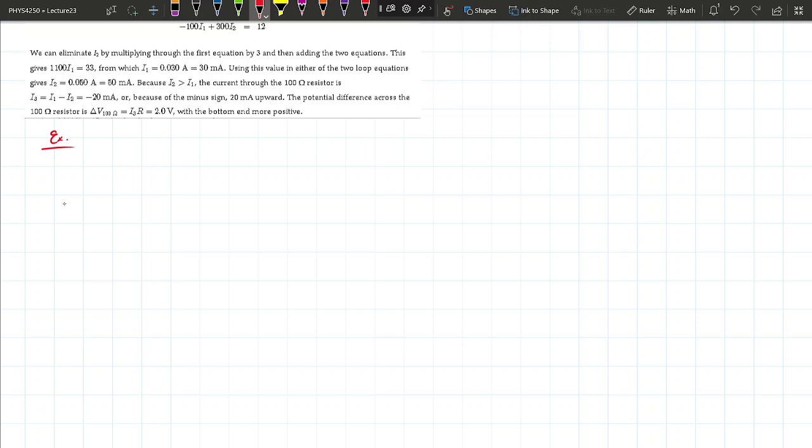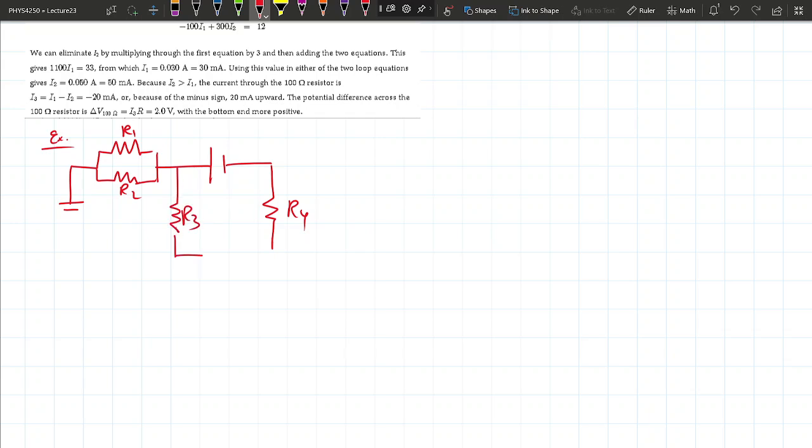Okay. So here we have a battery. Okay, and we have R1, R2 here. Let's just draw the circuit. And then we have a battery pointing this way. Okay. And then we have R4. And then R3 is going down here. And then R5 is here. Right. And let's call this E. They have the same voltage in this case.